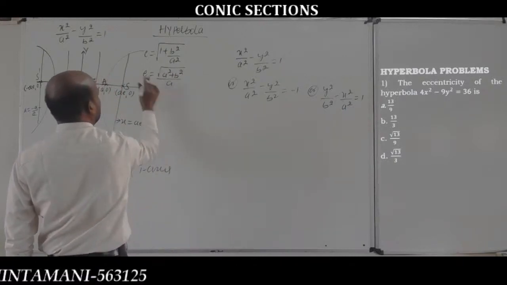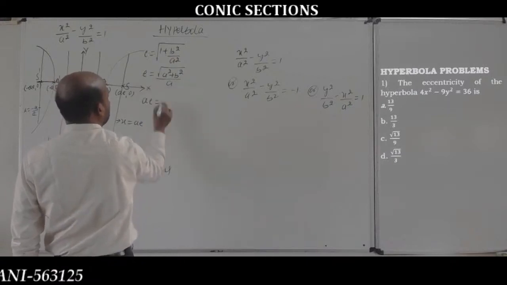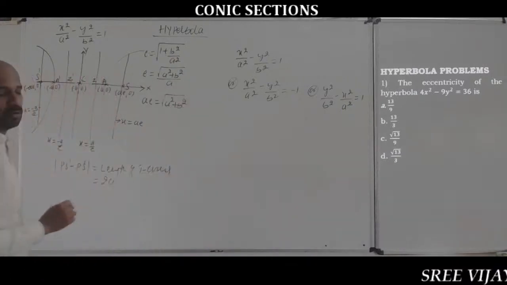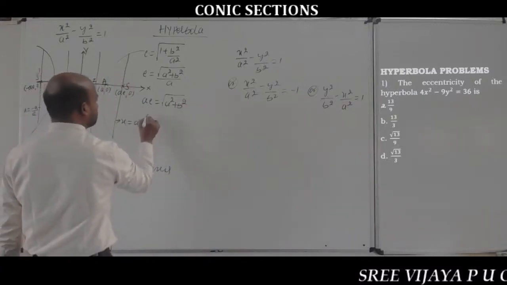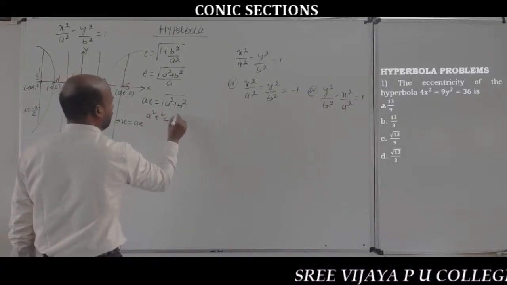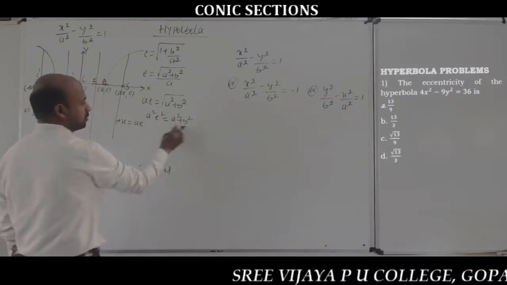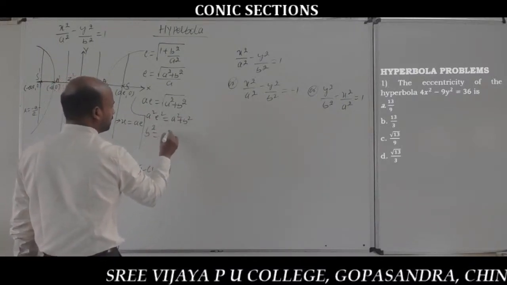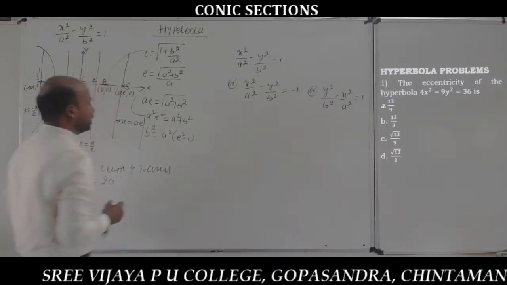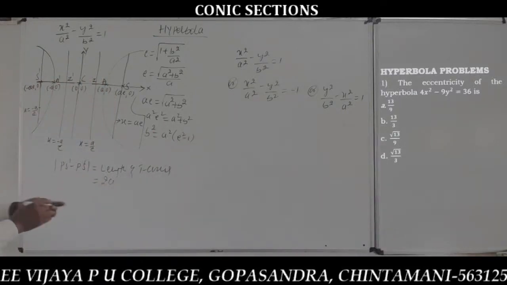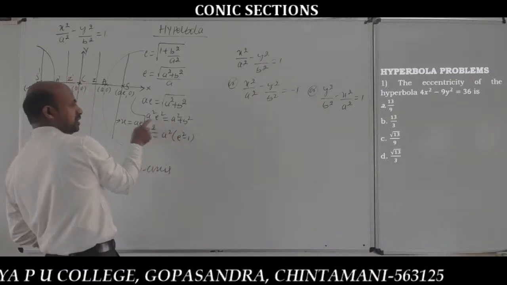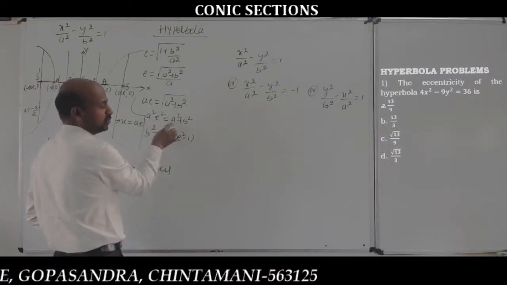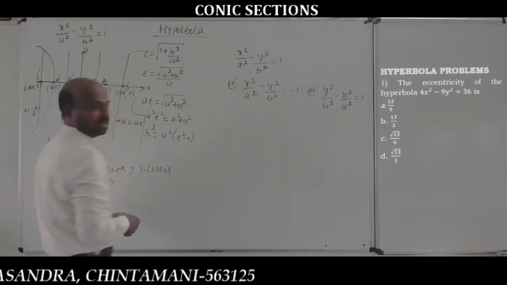So that is also equals to a into e equals root of a square plus b square. Squaring on both sides, you will get a square e square is equal to a square plus b square. So you will get b square is equal to a square into e square minus 1. So keep this b square on top, take this a square to this side. If you take a square, a square e square minus a square results, and taking a square common gives e square minus 1.